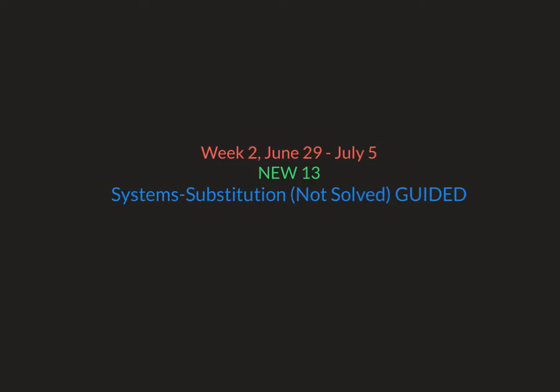Week 2, June 29th to July 5th. New NEW 13 systems. Moving on with substitution. These you will have an equation or two that are not solved for a variable. Let's go.